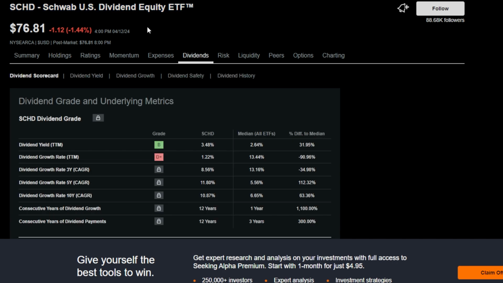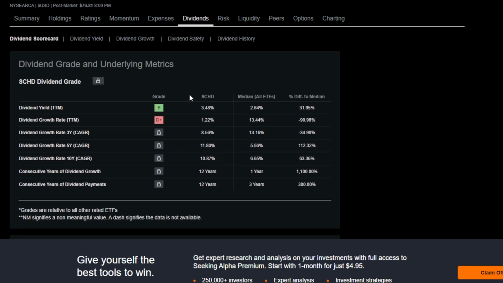So now that we looked at price performance and some of the holdings, I think it's time to talk about the dividend that SCHD has offered historically and even offers today. So the current trailing 12-month dividend yield is just shy of 3.5%.